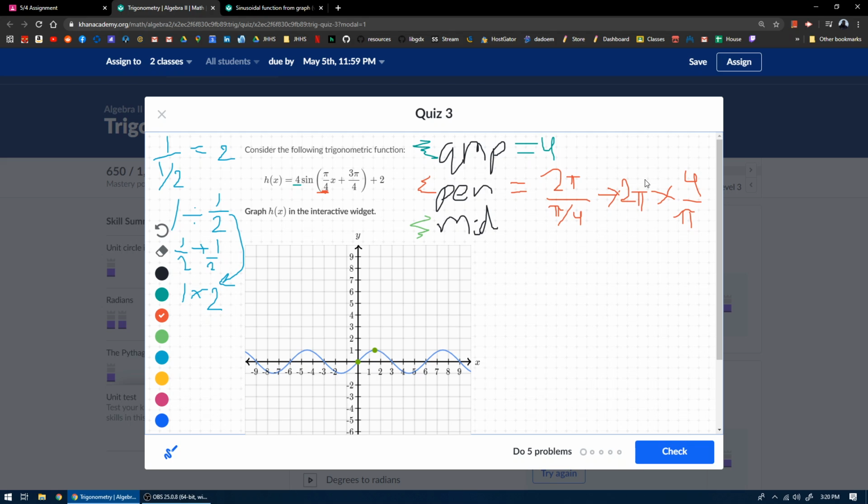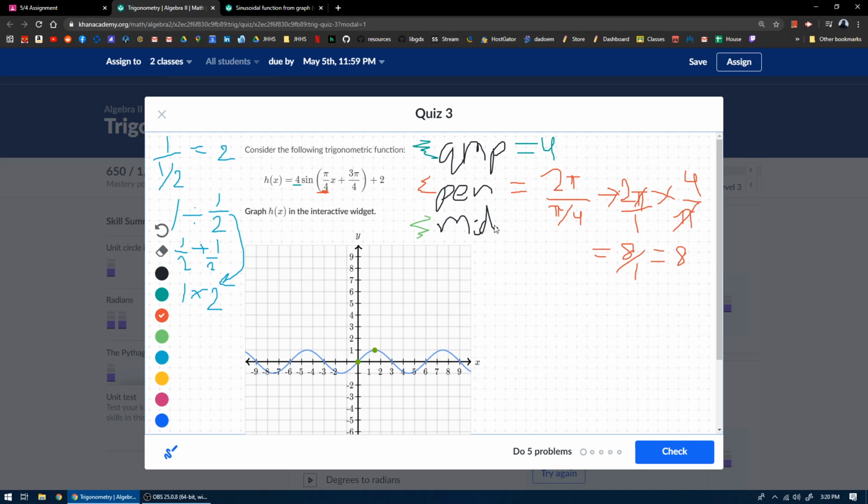Okay, now this is something we can actually solve, right? I have 2 pi over 1, so just multiply the two fractions together. I have a pi on the top, pi on the bottom, I'm canceling them, okay? 2 times 4, 8. 8 over 1, that's just 8. My period is 8. So it will take 8 units for my graph to complete one cycle. It'll take 8 units for one whole cycle to complete.